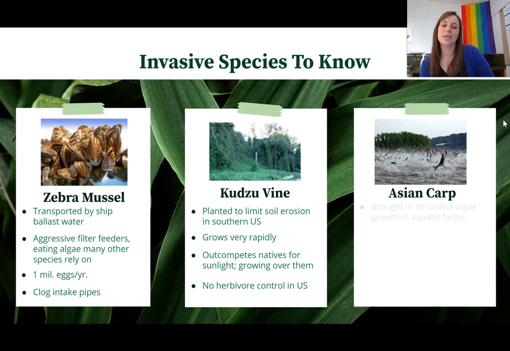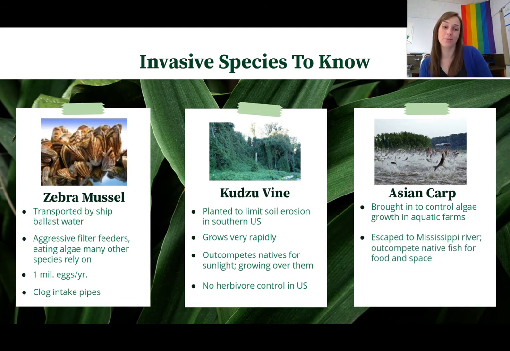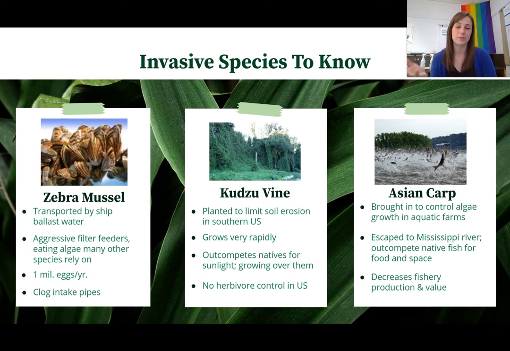Another example of an invasive species is the Asian carp. This was brought in, again, sometimes we intentionally bring these in, not even accidental. It was intentionally brought in to control algae growth in aquatic farms. What happened is it escaped to the Mississippi River, and now it outcompetes native fish for food and space, and it is all over the Mississippi River. Because it outcompetes native fish for food and space, it is leading to decreases in fishery production because we aren't really eating these. We prefer to have the other fish. And so those who are trying to go and catch fish are finding that the populations we want are actually dwindling because the Asian carp is everywhere. And so the fishing industry in the Mississippi River takes a hit from these Asian carp taking over.